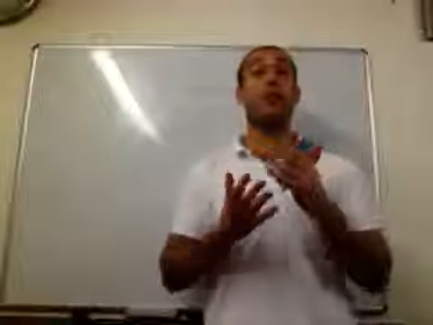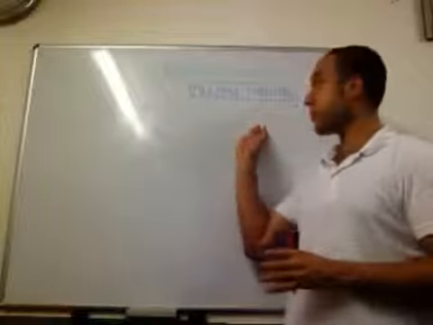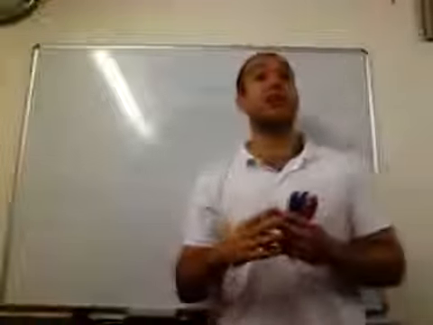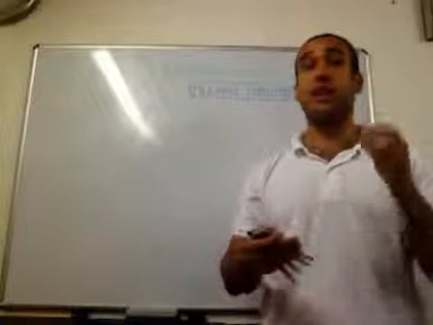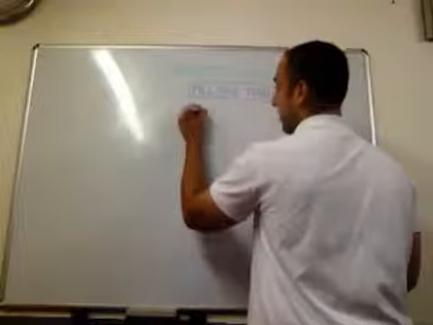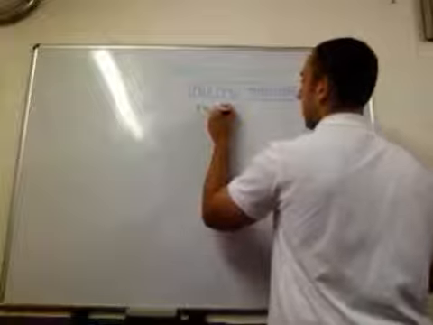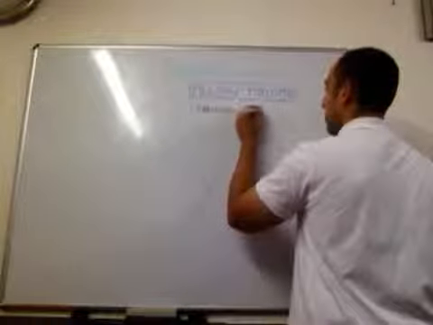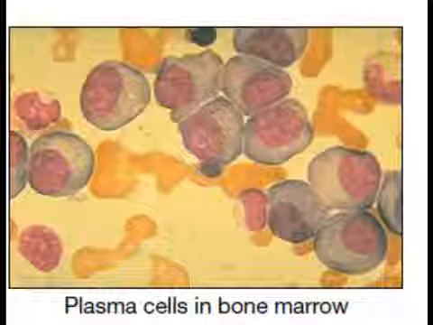Okay, so the next kind of paraproteinemia that we want to discuss is multiple myeloma. Multiple myeloma is characterized by the malignant proliferation of plasma cells. The malignant proliferation. So they're not normal plasma cells, they're malignant.